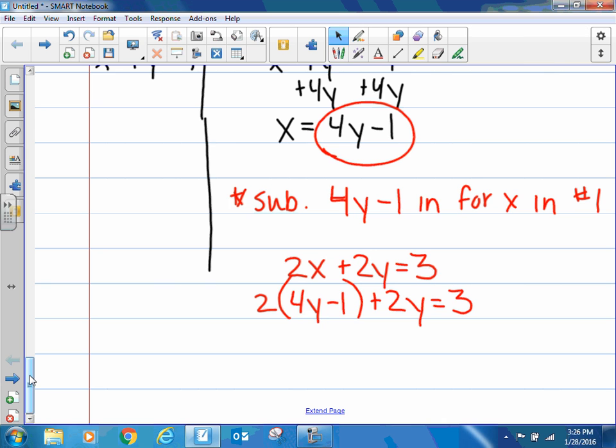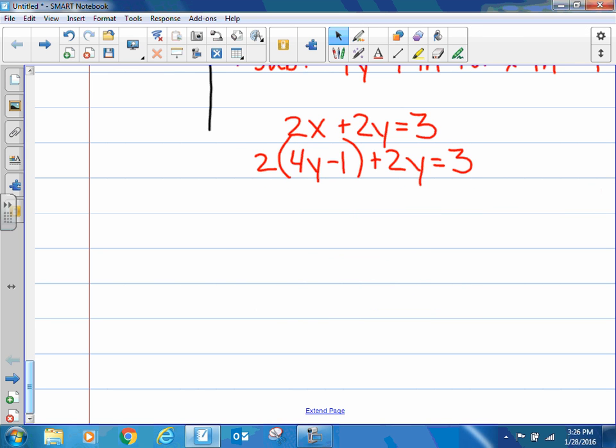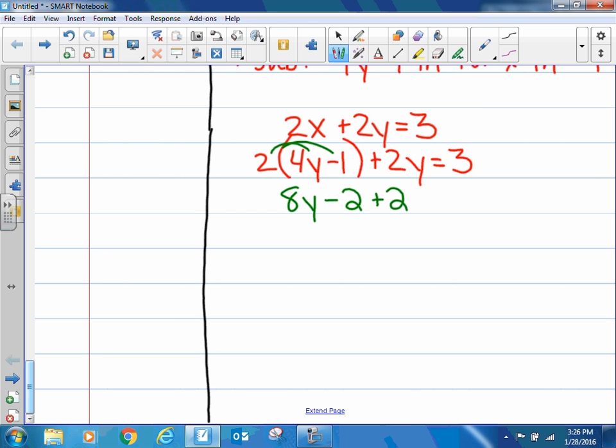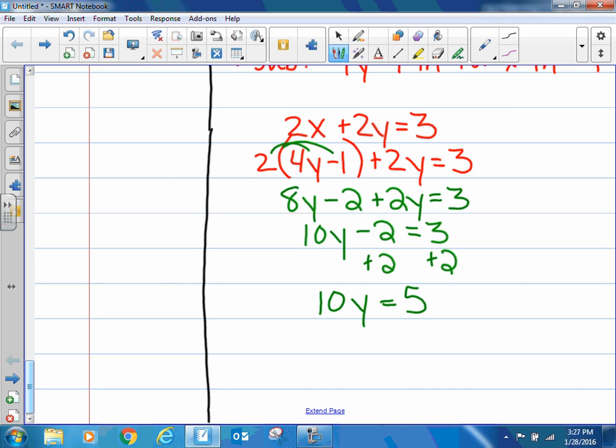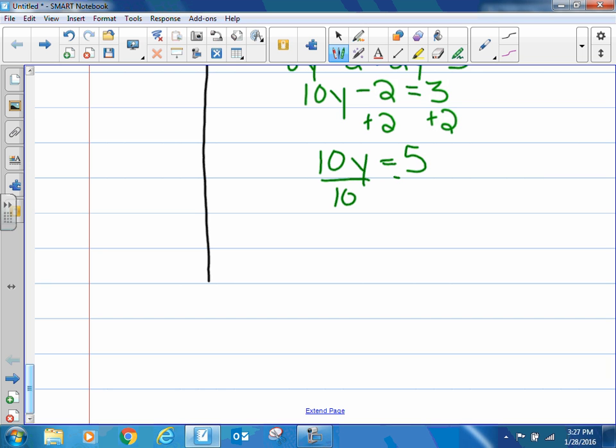And now I just have to simplify and solve for y. If you notice, now I have all variables of y. So I just need to simplify this equation and solve for y. So I'm going to distribute: 8y minus 2 plus 2y equals 3. I have 8y and 2y. I have 10y minus 2 equals 3. I'm going to add 2 to both sides. 10y equals 5. Now I can divide both sides by 10, and I get y equals 1/2.